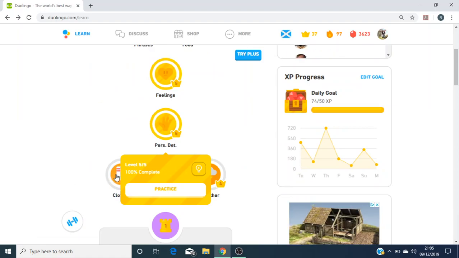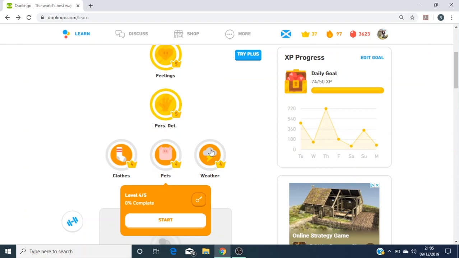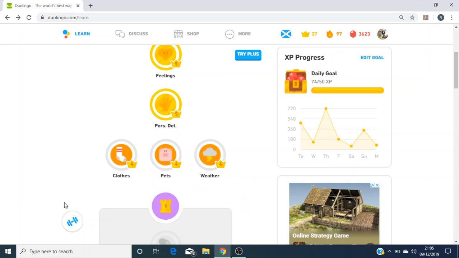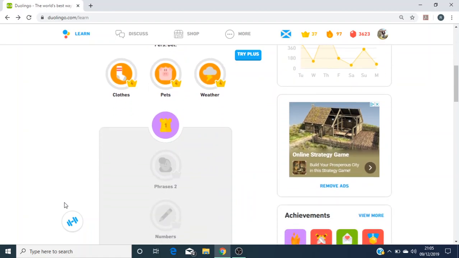Right, now do we get notes with the clothes? There's no notes with the clothes, no notes with pets, and no notes with weather. Right, so I've waffled on about grammar notes. Shall we do the checkpoint test? Yes, let's do the checkpoint test.